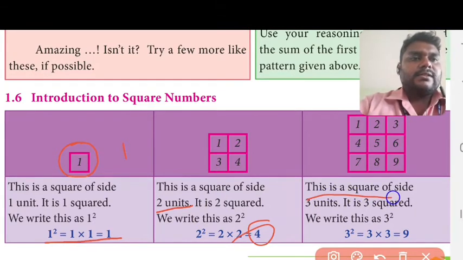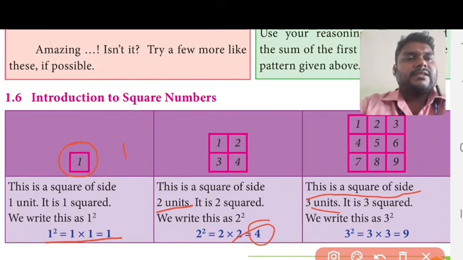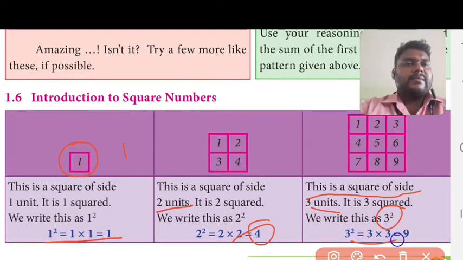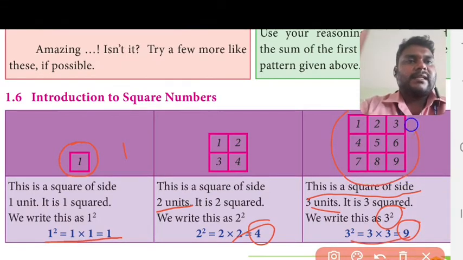This is a square of side 3 units. It's a 3 squared. We write this as 3 square. So 3 square means 3 by 3, and 3 by 3 means 3 into 3, equal to 9. So totally there are 9 squares in this square box.